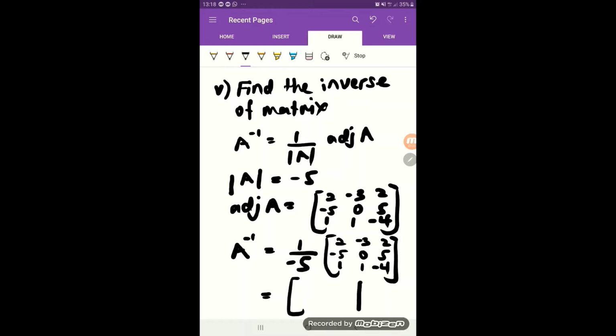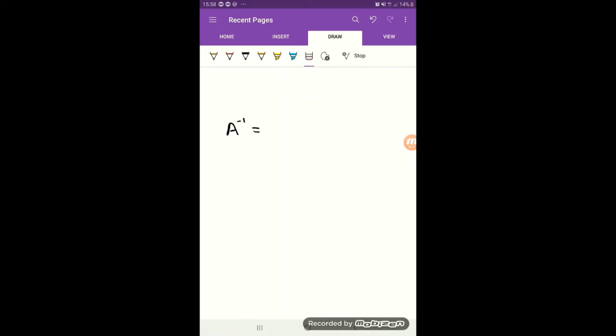A inverse is the matrix. So the A inverse must be written in the matrix form. -1 over 5 is multiplied inside with all the elements of adjoint A. So the answer is -2 over 5, 3 over 5, -2 over 5, 1, 0, -1, -1 over 5, 1 over 5, and the last one is 4 over 5. This is the final answer for A inverse.